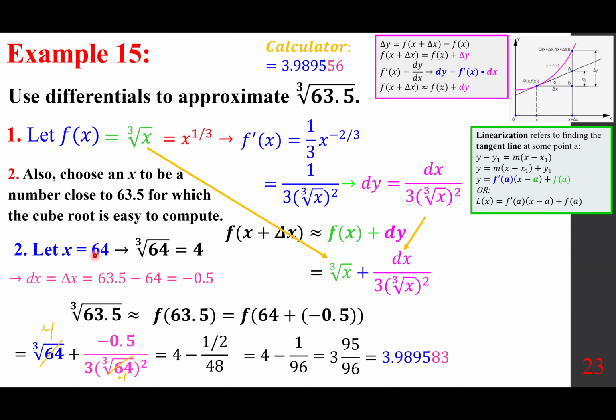Now, linearization means finding the tangent line for the function f of x equals cube root of x at x equals 64. So what is the pair? When x is 64, the cube root of that is 4. So that is the pair, believe it or not: 64, 4.